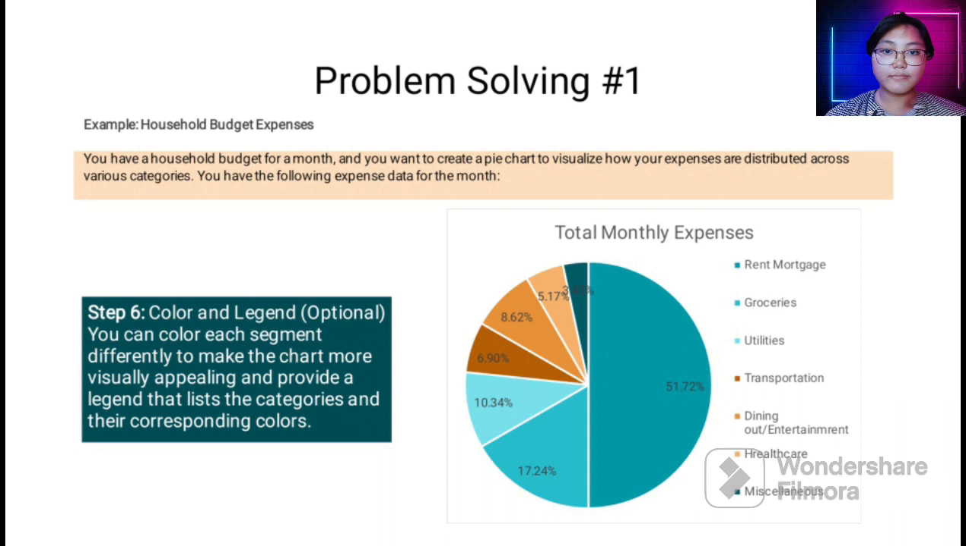The next and the last step is adding colors in each slice of the pie chart. Although it is optional, it is more favorable to add legends in a pie chart so that we can better understand the data that is being presented in the graph.